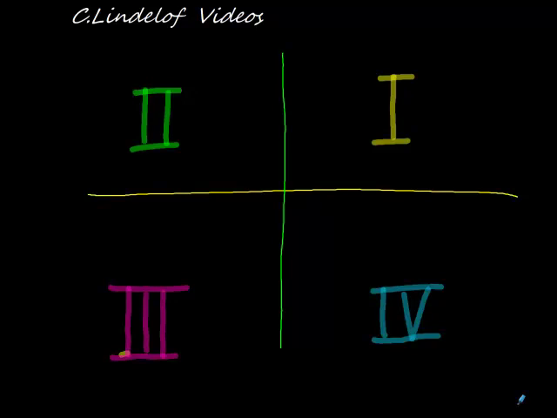Okay, I just want to take some time this evening to talk about properties of the coordinate plane. So here's the coordinate plane. Here's the origin right here. The point 0, 0 is the origin. So this is the top right quadrant, and this is quadrant 1.